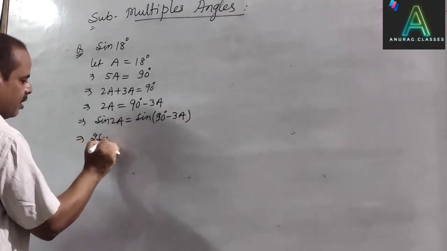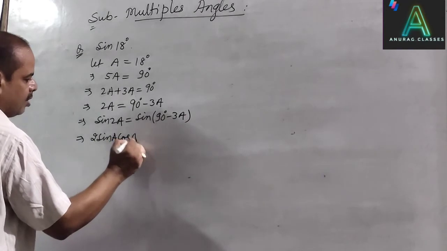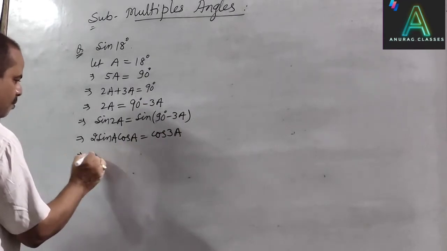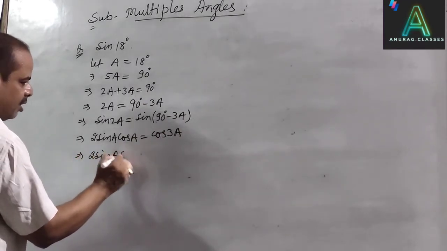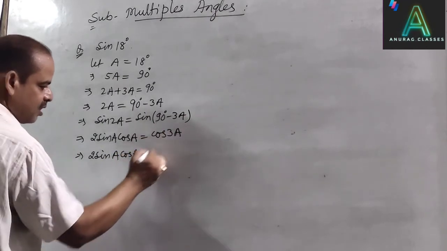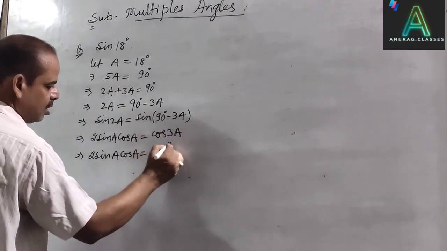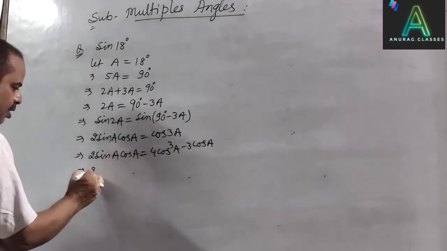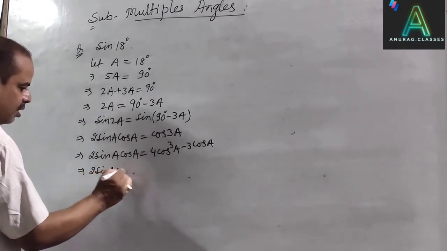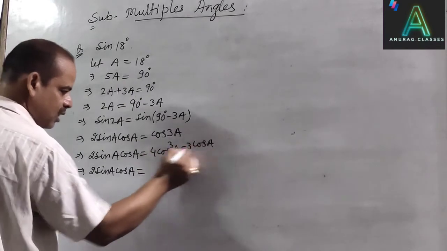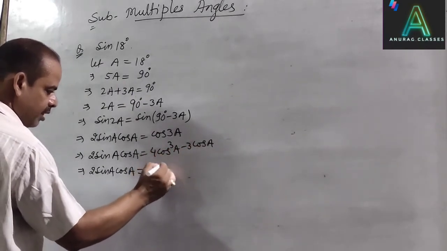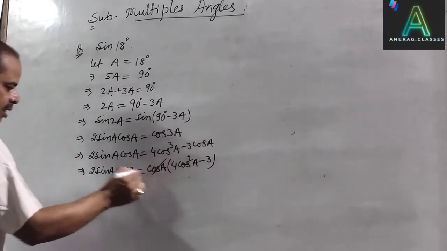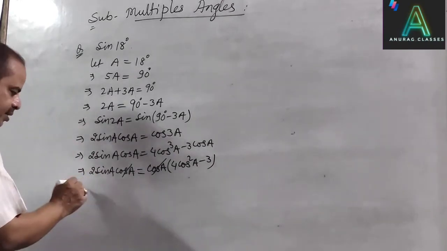Sine 2A is 2 sine A cos A, but sine(90 minus theta) is cos theta. So 2 sine A cos A equals cos 3A, and the formula for cos 3A was 4 cos cube A minus 3 cos A. It will be 2 sine A cos A. Now we can take cos A common in the RHS. So cos A is common, then we are left with 4 cos square A minus 3. Cos A and cos A can be cancelled out from both sides.